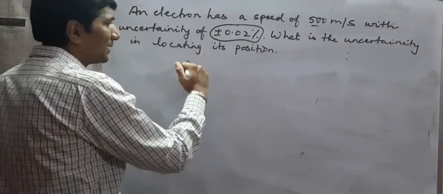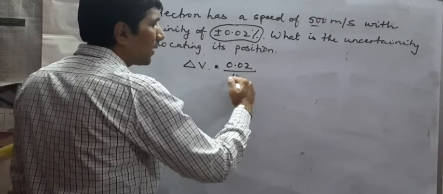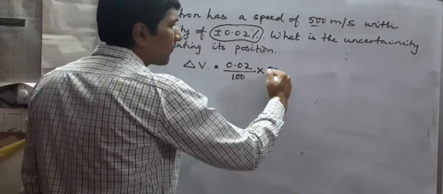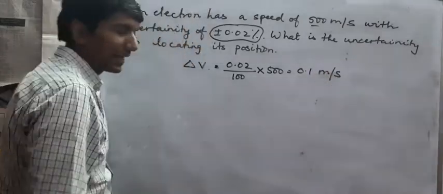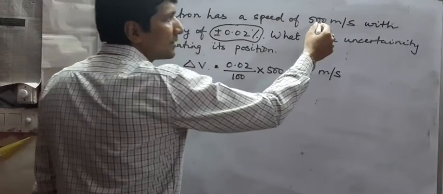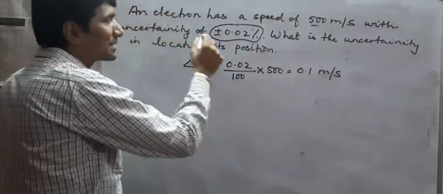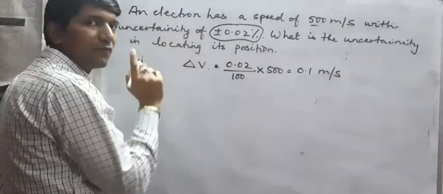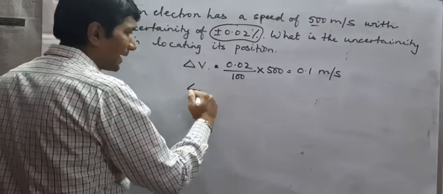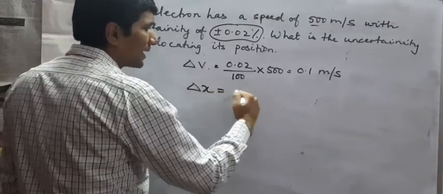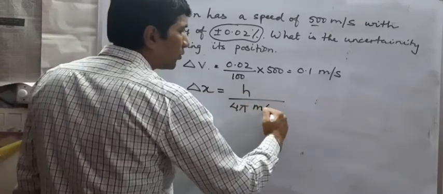So that is the reason the value of delta V will be taken as 0.02% of 500, which will come as 0.1 meters per second. So you don't need to place the value of 500 meters per second, but the value of 0.1, because this is defining the uncertainty in the velocity. Now you need to go ahead and place the values. So it is asking delta x. So delta x will be equal to h upon 4 pi m into delta v.